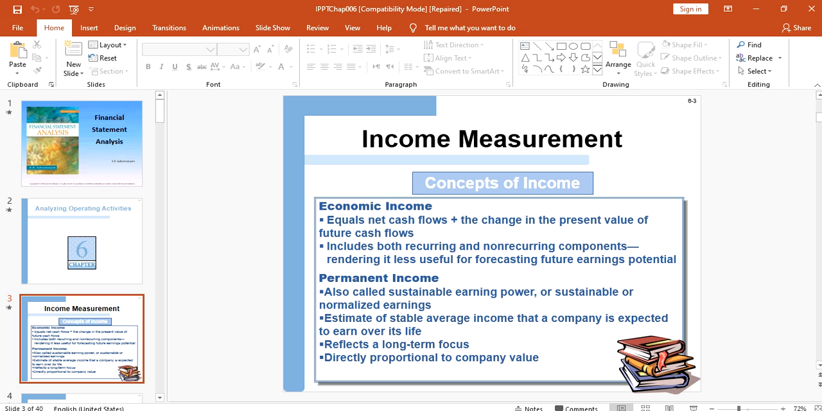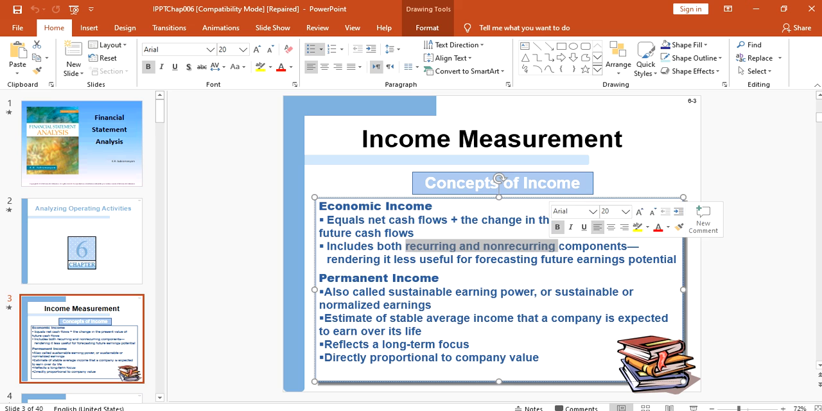Okay. First of all, economic income. So what does economic income include? It includes all the change in the investor's equity in the company during a specific period of time. Okay, so it includes net cash flows and the change on the present value of the future cash flows, and it includes both recurring and non-recurring components.